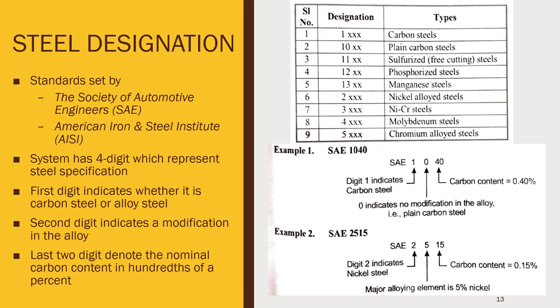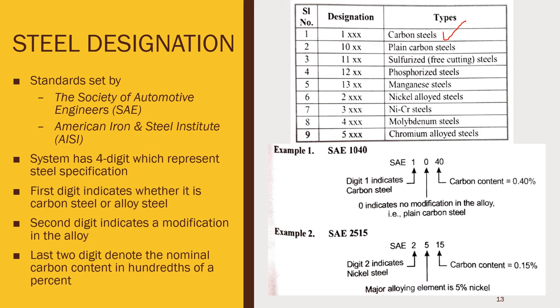The first one, SAE 1040, is the number given. So it is understood that it is an SAE grade, where the digit 1 indicates carbon steel, as you can see in this table. And 0 indicates there is no modification in the steel; it is a plain carbon steel. And the last two numbers give the carbon content. So 40 is the number given, divide by 100, and it is in percentage.